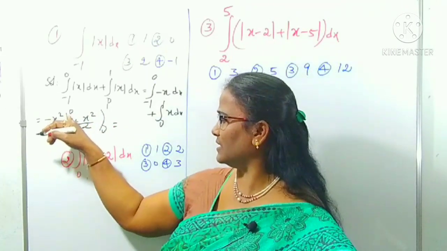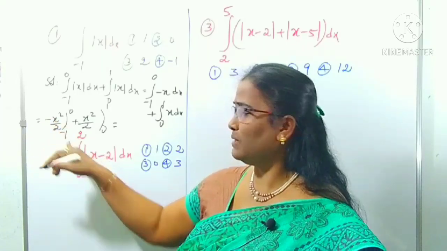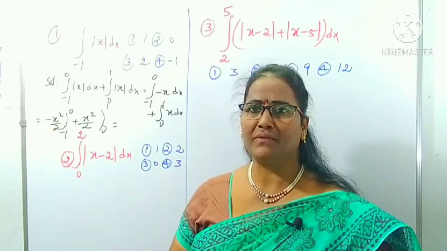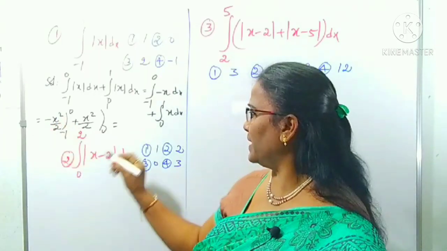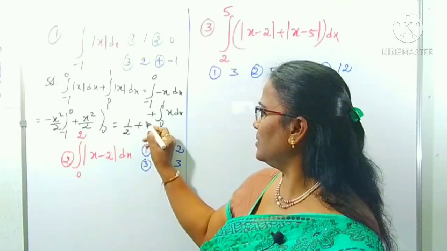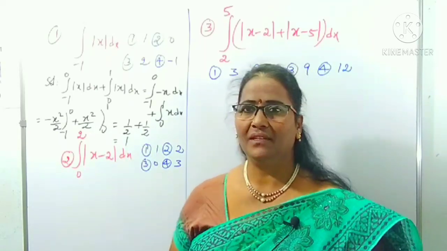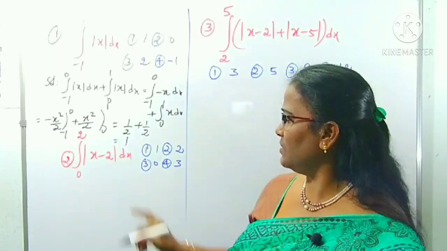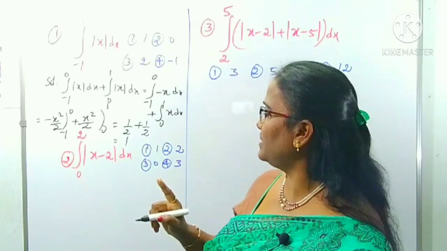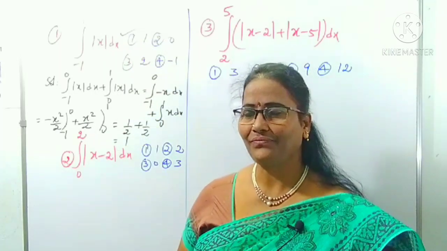Apply the limits minus 1 to 0. 0 by 2 is 0. What is the lower limit here? Minus 1. Minus of minus 1 whole square is how much? Plus 1. 1 by 2 here we get 1 by 2, plus here also 1 by 2. 1 by 2 plus 1 by 2 value is clearly how much? 1. You have to concentrate on the application of limits also. Now which option is the correct one? It is clearly the first option. Right?